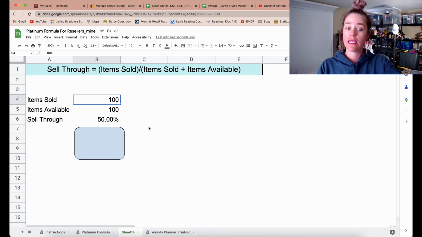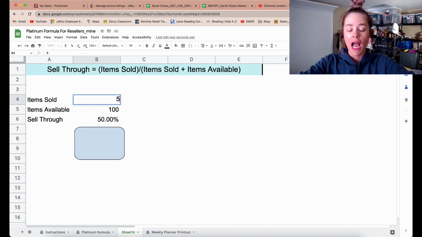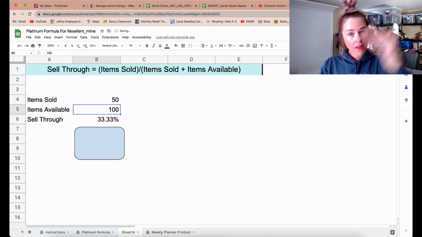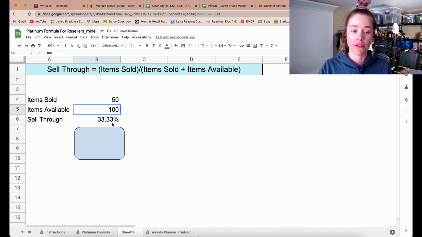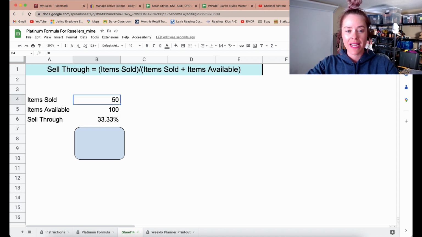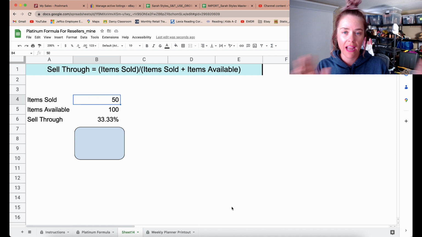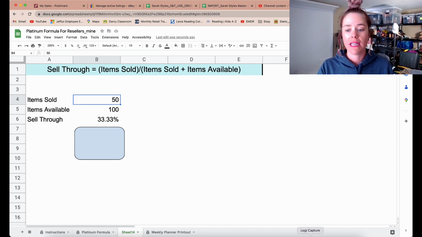Now that the formula is there, I can change these numbers and say, hey, I sold 50. That's going to decrease my sell-through rate to 33%. Let's say I sold 400. Oh, wait, escape, right? So you can go in and mess with these numbers. If you have some of my other spreadsheets, you know that I have lots of spreadsheets that have these items available.